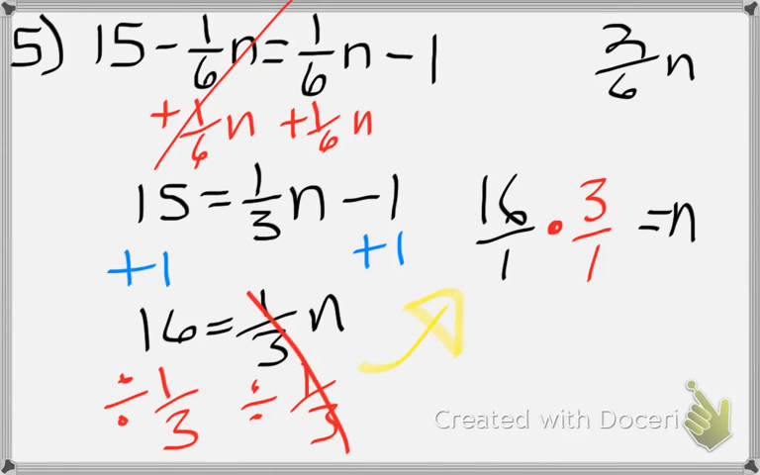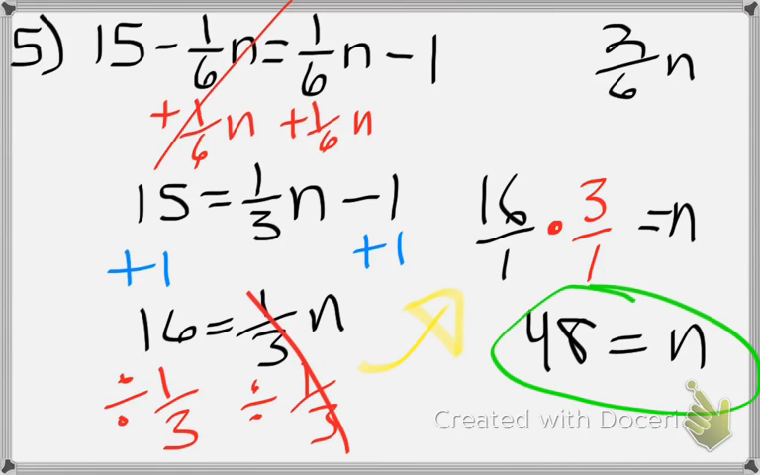So now, multiply straight across, and you will be done. 16 times 3, that is 48. So you have 48 over 1, which is just 48. I don't have room, so I'm just going to write 48. So 48 equals n. n equals 48. That is your final answer to this question. Feel free to plug it in to see if it's true.